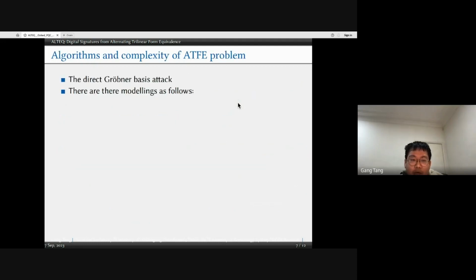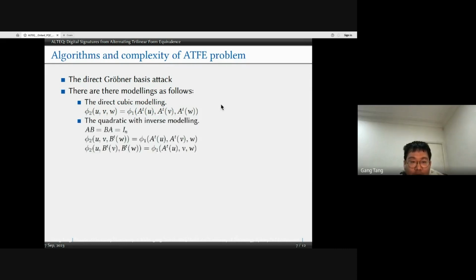Here I will review some algorithms and the complexity of the alternating trilinear form equivalence problem. The first one is the direct Gröbner basis attack, and there are three modelings. The first one is direct cubic modeling. Here we have A as our variable matrix of size n by n, and we put A transpose acting on the three arguments of phi1, and that gives our equations.